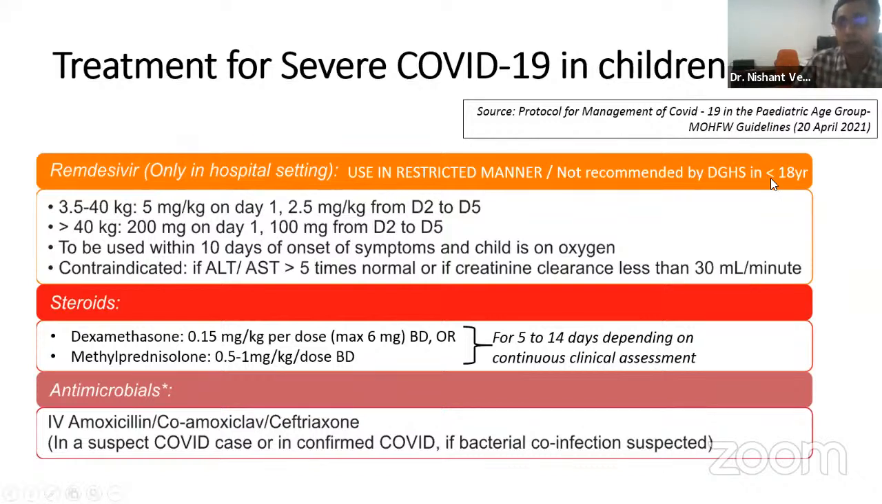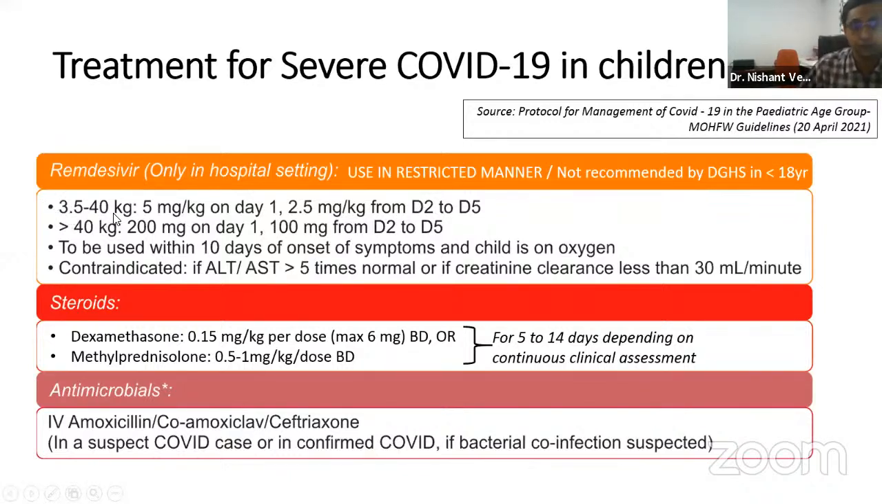It is not recommended in children less than 18 years by the DGHS, but the Indian Academy of Pediatrics still recommends it. But the benefit is maximum in the initial days of illness, in the initial 1 week of illness when the viral load is high. And if the child is in his second week of illness, then the benefit of remdesivir is only marginal. So the guidelines recommend that you do not use it if the day of illness is beyond day 10. Use it only if the day of illness is within 10 days.